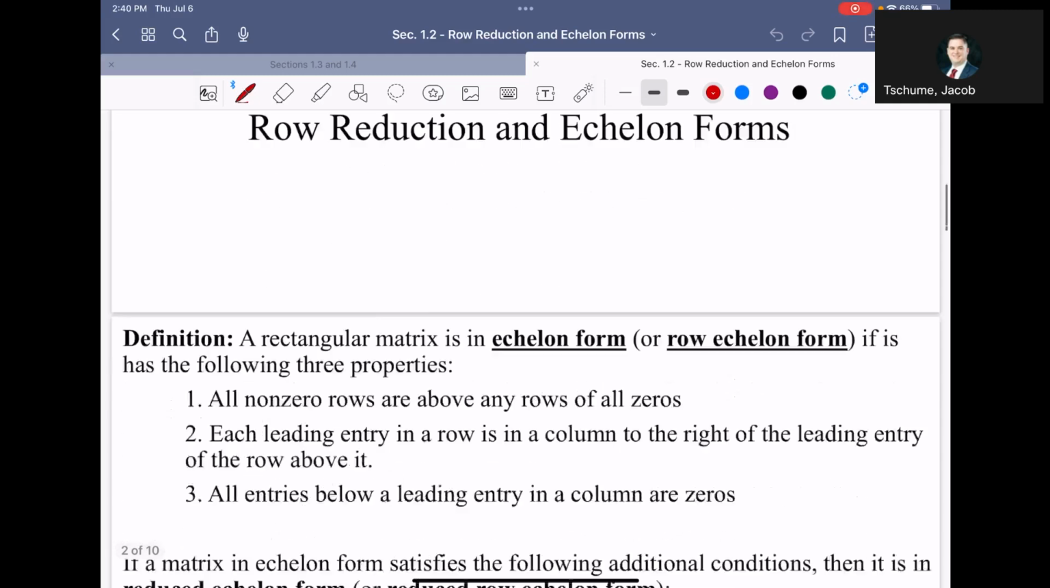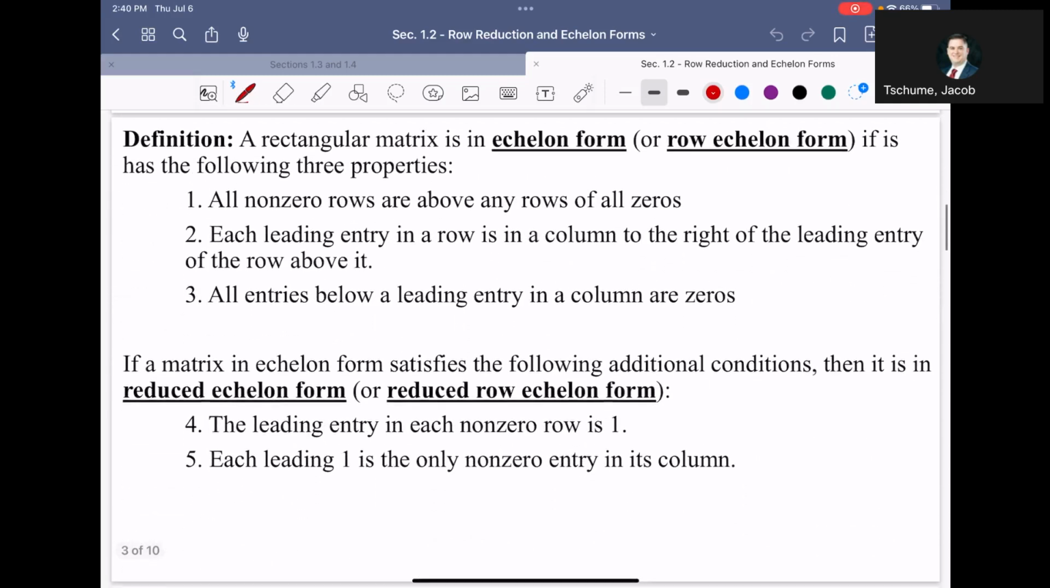So what I want to do is spend a few minutes talking about what is echelon and then also reduced echelon form. So a couple definitions here, and then I'll show you some examples in the next couple slides. If a rectangular matrix is in echelon form, or as some books reference it, row echelon form, this will only be true if the following three properties are met. So let's go over these three properties here.